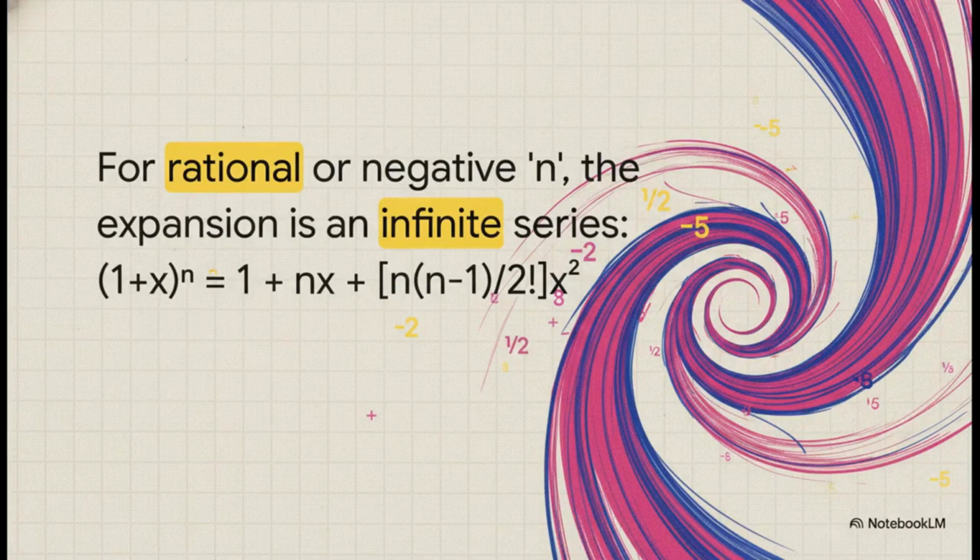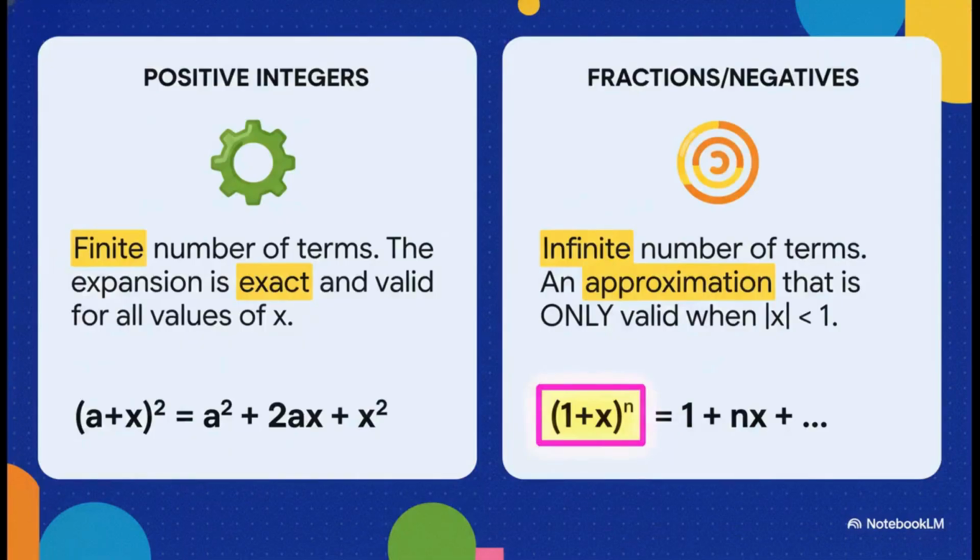So the formula looks almost exactly the same, but you gotta notice those 3 little dots at the end. That's a huge deal, because when n isn't a positive whole number, this thing doesn't stop. It becomes an infinite series. It just keeps going and going and going. And that leads us to a really, really important new condition. And this is probably the most important new rule to remember.